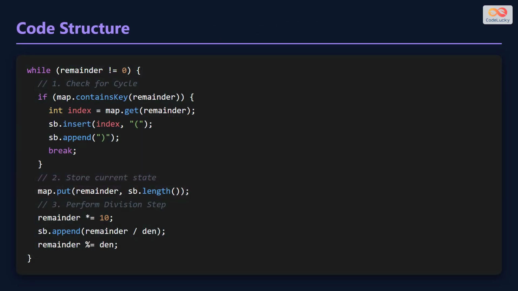Here is the logic structure. We have a while loop that runs as long as the remainder is not 0. Inside, we first check our map. If the remainder exists, we insert the parentheses and break the loop. If not, we store the current remainder and its length into the map, then proceed with the standard division math. Multiply by 10, append the quotient, and update the remainder.